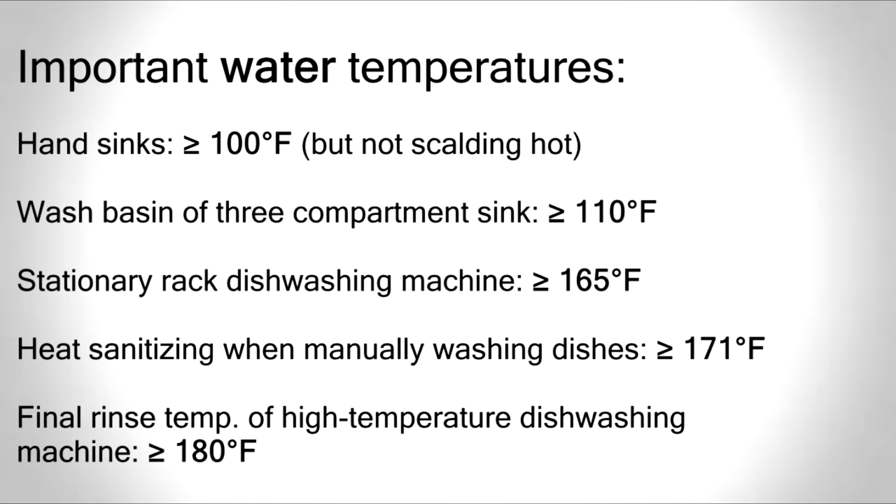For a stationary rack dishwashing machine, the final rinse temperature should be at least 165 degrees Fahrenheit. When using hot water to sanitize, when manually washing dishes, the water should be at least 171 degrees Fahrenheit. And lastly, the final rinse temperature of a high-temperature dishwashing machine should reach at least 180 degrees Fahrenheit.